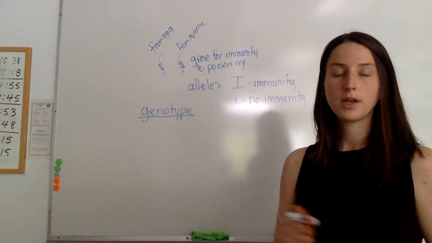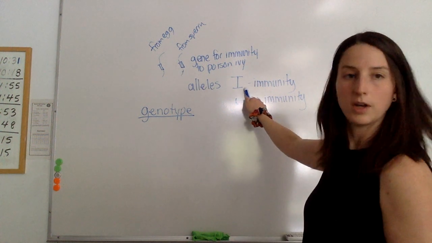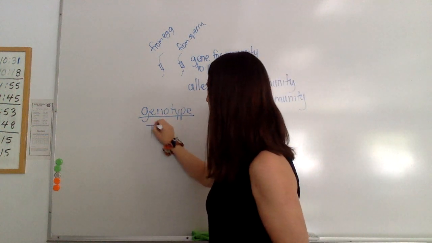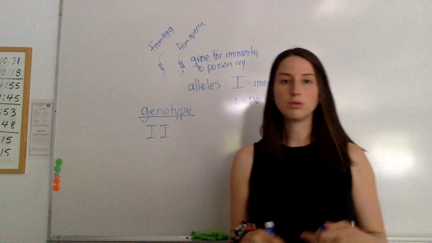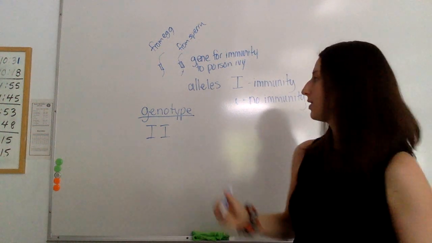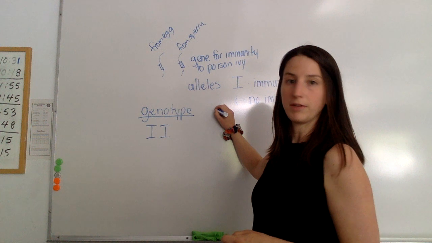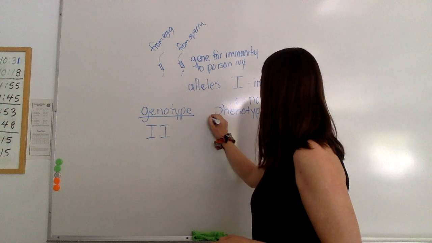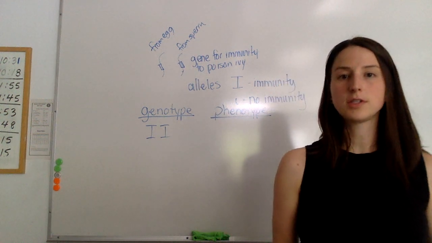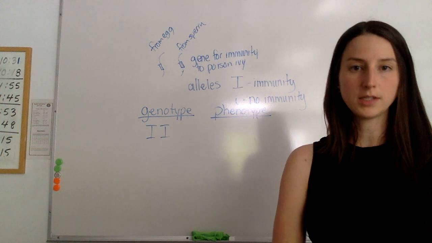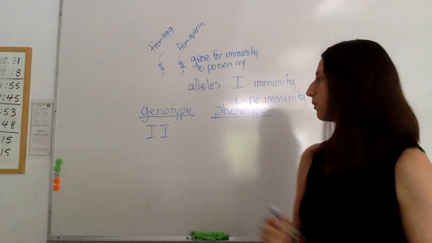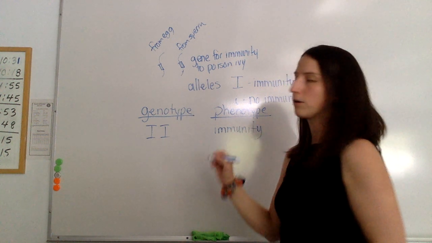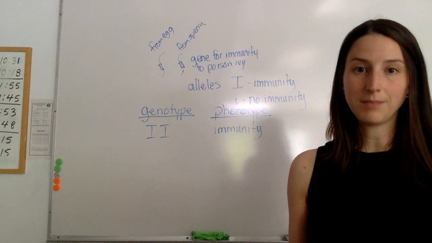Okay, so if you inherit an immunity allele from both the egg and the sperm, you will have the genotype of two capital I's, two immunity alleles. And that's going to result in something we call a phenotype. So phenotype is just the physical appearance that results from your genotype. So in this case, your phenotype will be immunity to poison ivy.